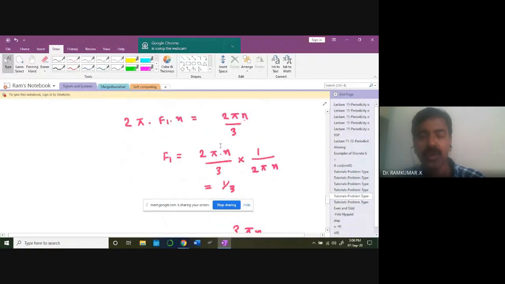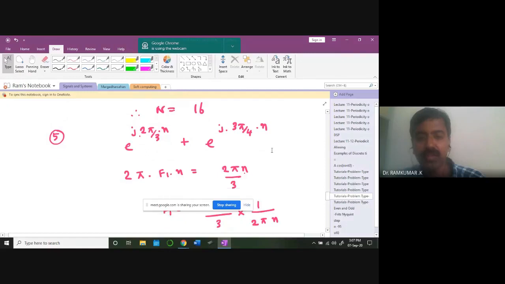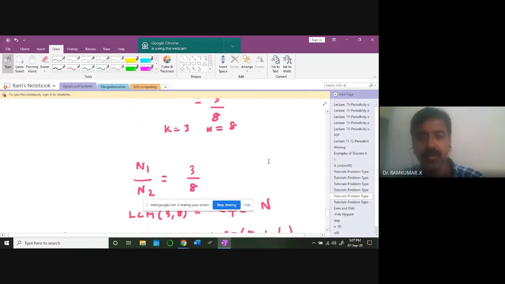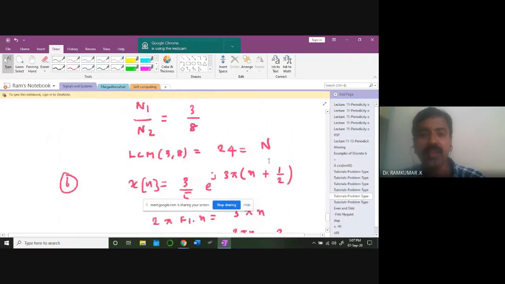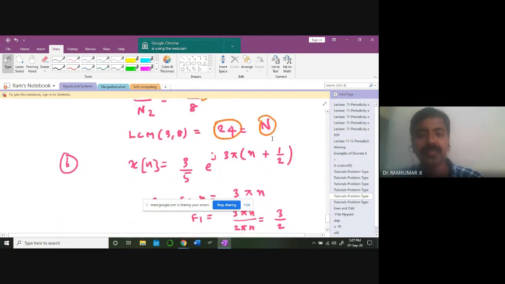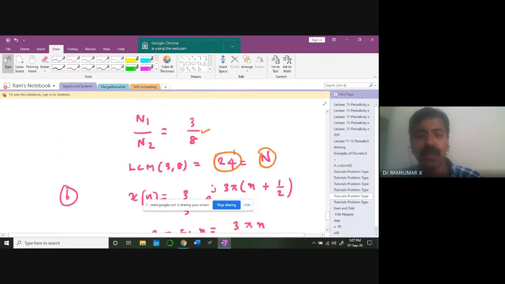k equal to 1, N equal to 3, for e to the j into 2 pi by 3 into n. And j into 3 pi by 4 again, so I can work this out. k equal to 3, N equal to 8. You can easily get it. Normally, when you're going for one particular period, you have to find the LCM, the least common multiple. For 3 and 8, the least common multiple is 24. Eight 3s are 24, so I get 24. So the least common multiple is important for finding the period.